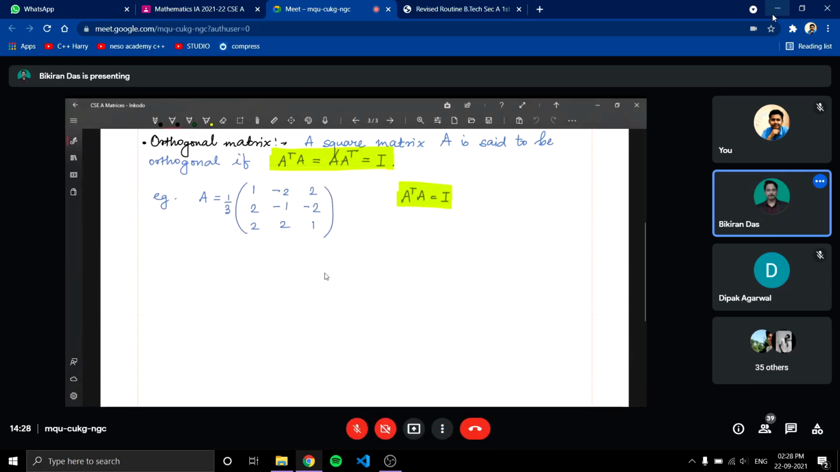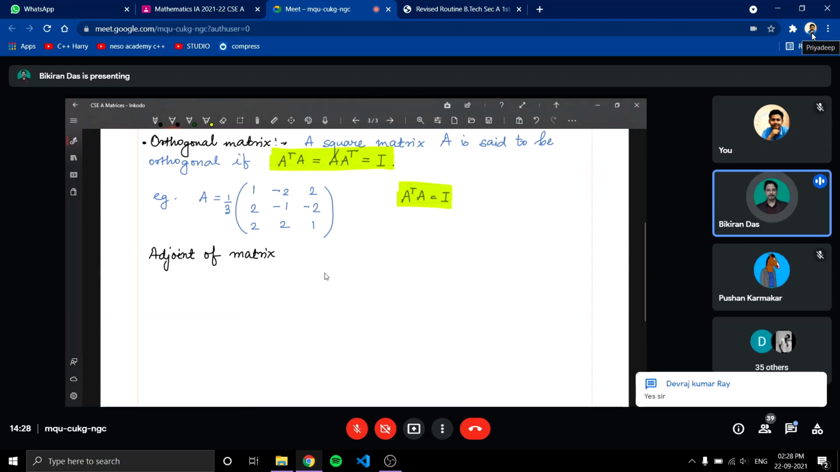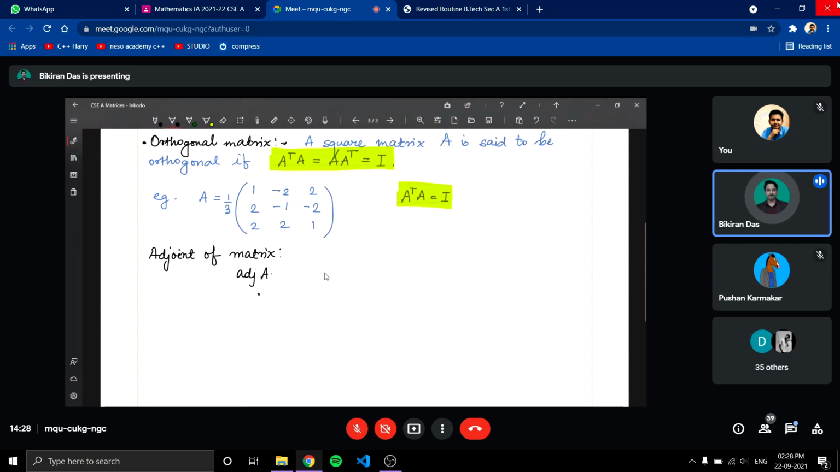Adjoint of a matrix. You know adjoint of a matrix? Yes, sir. Adjoint of a matrix, A, D, J, A, you know how to do this one. I guess you also know how to find the inverse of a matrix, this formula: 1 by determinant A times adjoint A. You have done this one also.